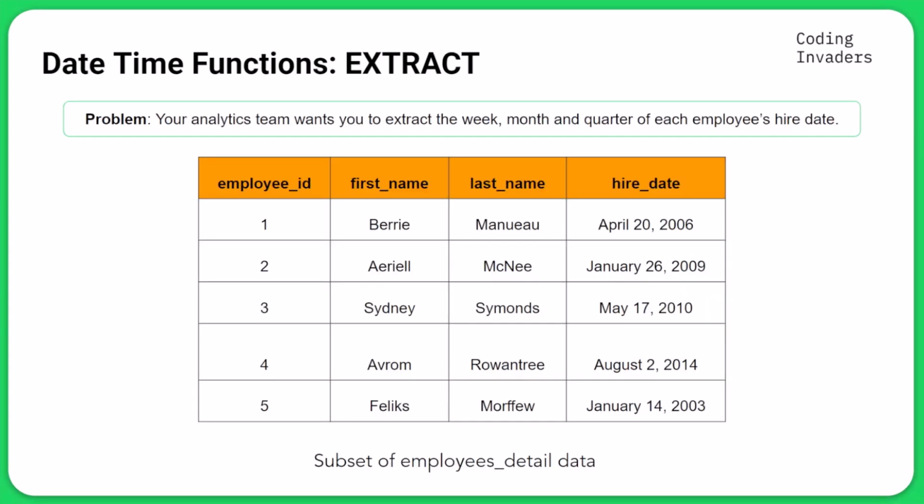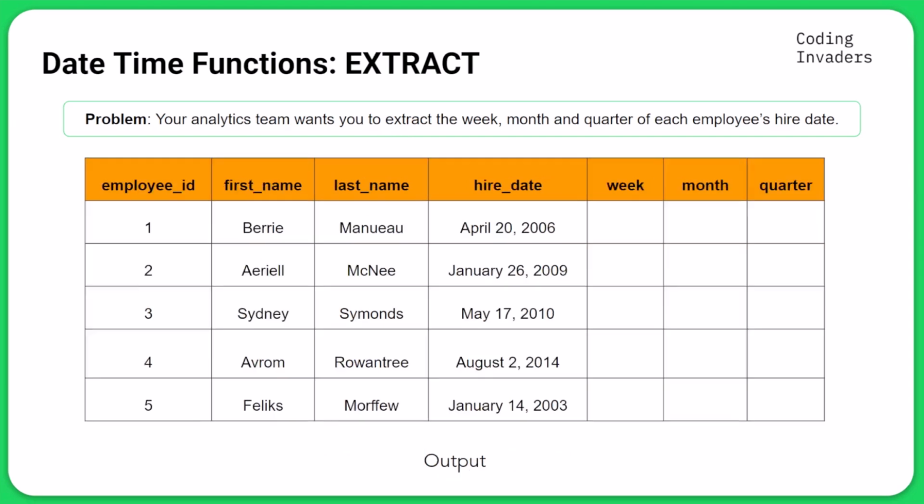Let's understand this with the help of an example. So we have employees' detailed data with us. Here are some of the rows and columns. We have employee ID, their first name, last name, and the date on which they were hired. Our analytical team wants us to extract the week, month, and quarter of each employee's hire date. Can you figure out what the output will be? Pause the video and try to fill these new columns that will extract the week, month, and quarter.